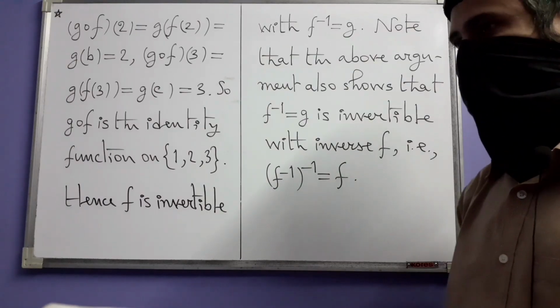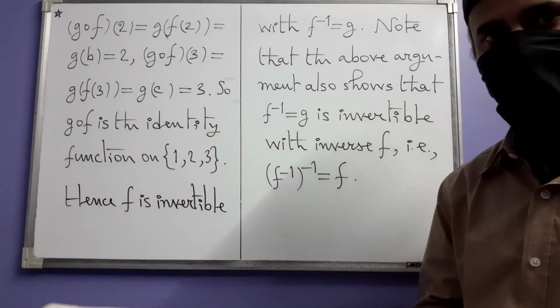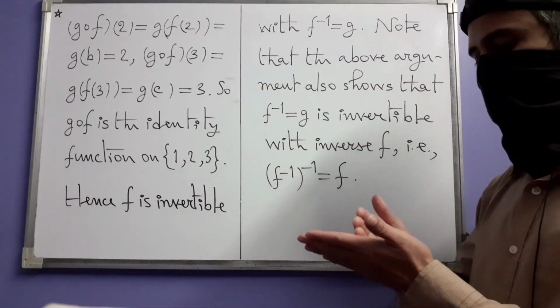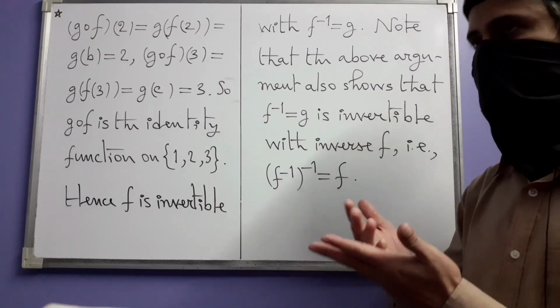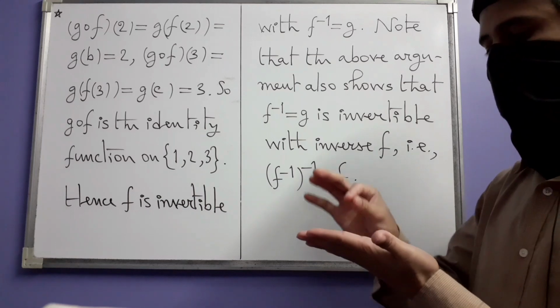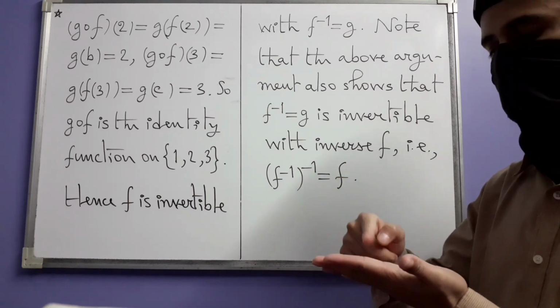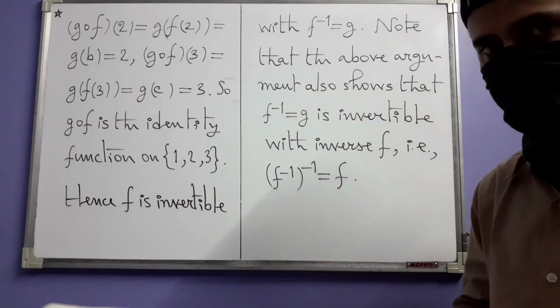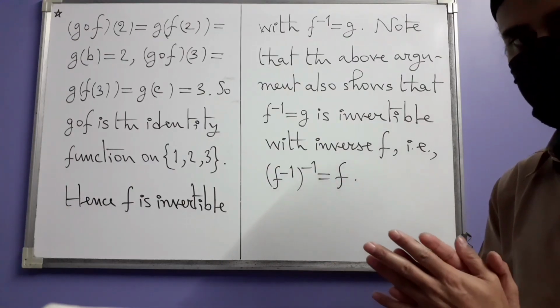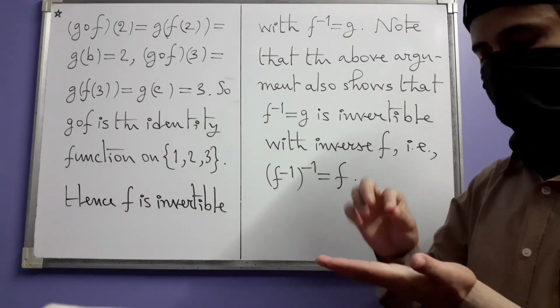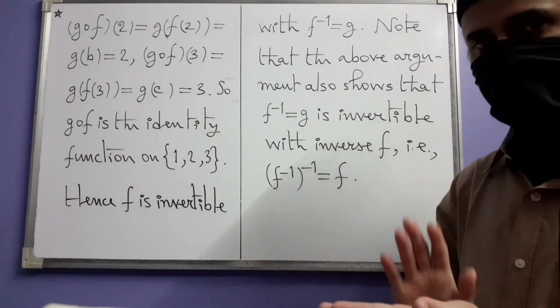And then to show that f inverse itself is also invertible, actually what is it that we have to show? We have to show that there exists a function, say h, such that f inverse composition h is an identity function and h composition f inverse is also an identity function on appropriate sets. But we already have shown that, right? With f itself in place of h.